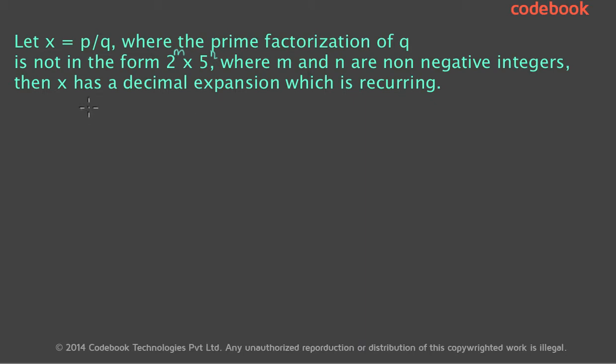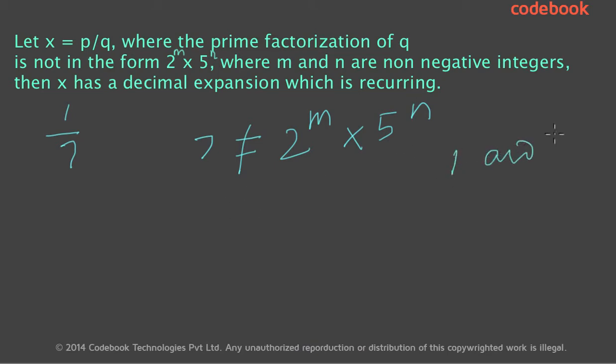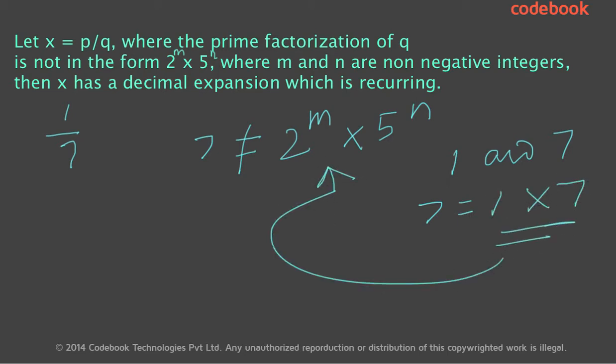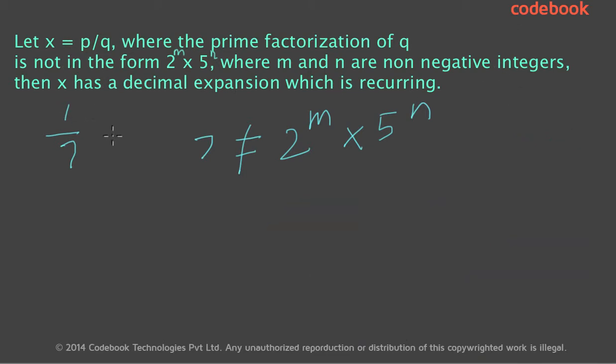Let's look at 1 by 7. As you observe, 7 in the denominator cannot be expressed in the form of 2 power m times 5 power n, because 7 is a prime number and the only factors of 7 are 1 and 7. So the only way 7 can be expressed is 1 times 7, which is not in the form of 2 power m times 5 power n. This is a good example that we can take to prove this theorem.